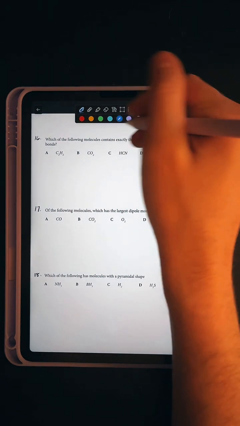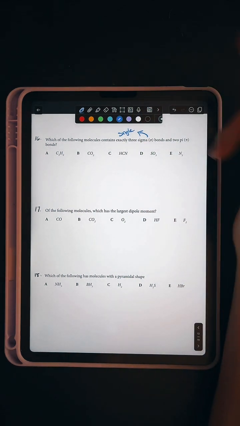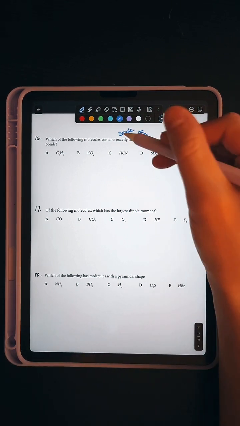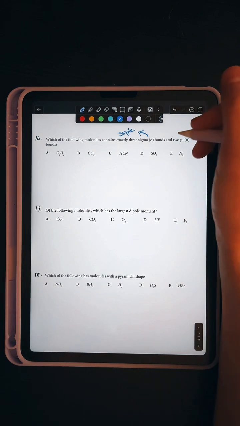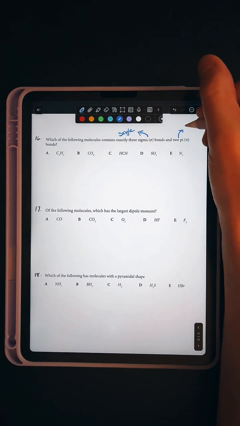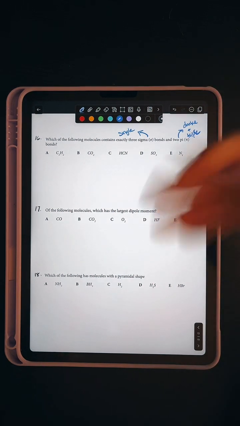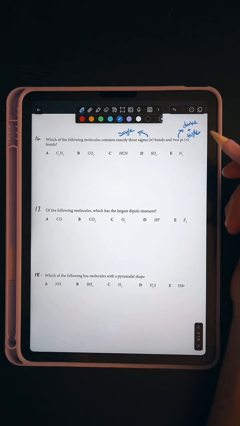Sigma bonds, so everything's sigma, that's going to be a single bond. Absolutely, every single thing that we bond together, hydrogen, chlorine, the bond between those will have a sigma bond. Everything will always have a sigma bond because it's just going to be a single bond. Pi bonds, that's when you get into your double and triple bonds. That's where it gets a little interesting. Yes, you're going to need to figure out the Lewis structures, absolutely.